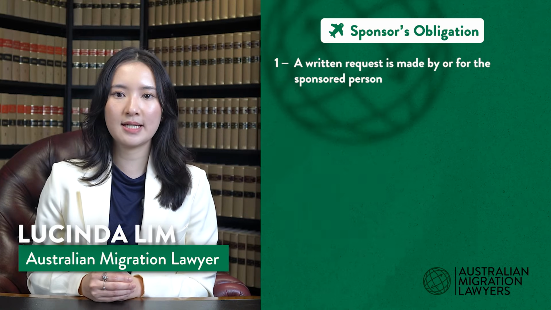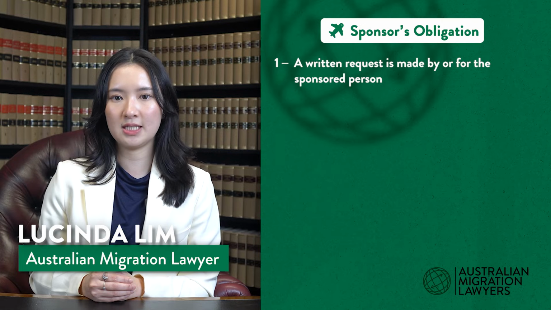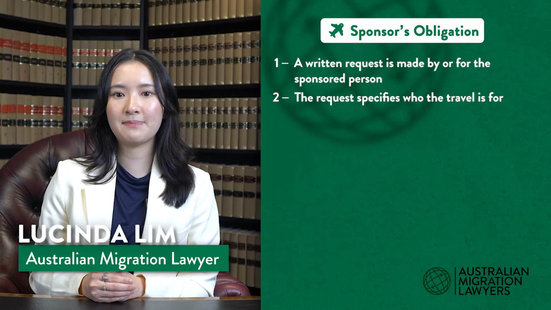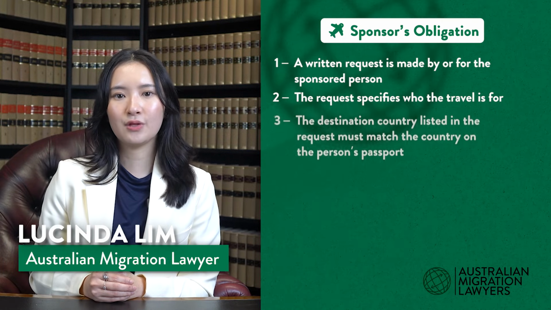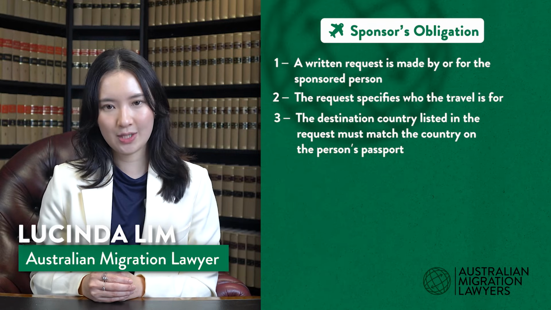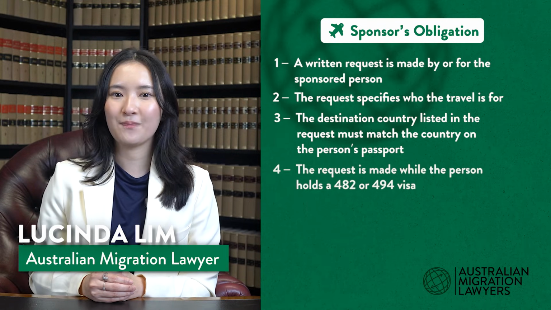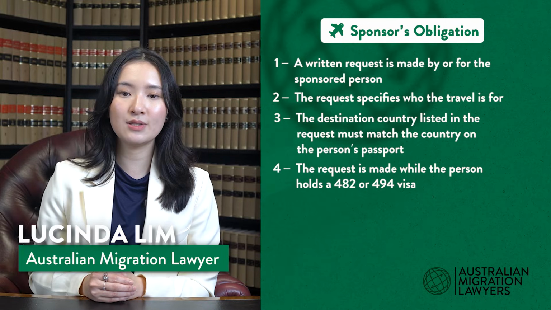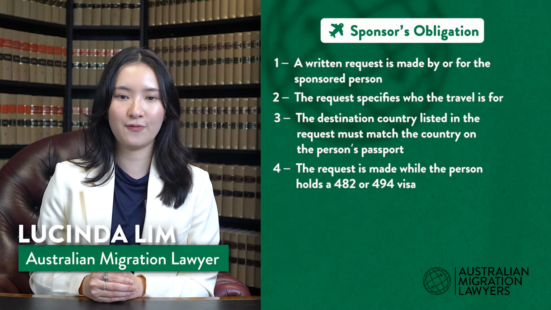Regulation 2.80 requires the sponsor to pay the travel costs for primary and sponsored persons to leave Australia. This obligation applies when all of the following conditions are met. 1. A written request is made by or on behalf of the sponsored person. 2. The request specifies who the travel is for. 3. It states the country the person intends to travel to, which also must be the country of their passport. And 4. The request is made while the person still holds a subclass 482 or 494 visa.